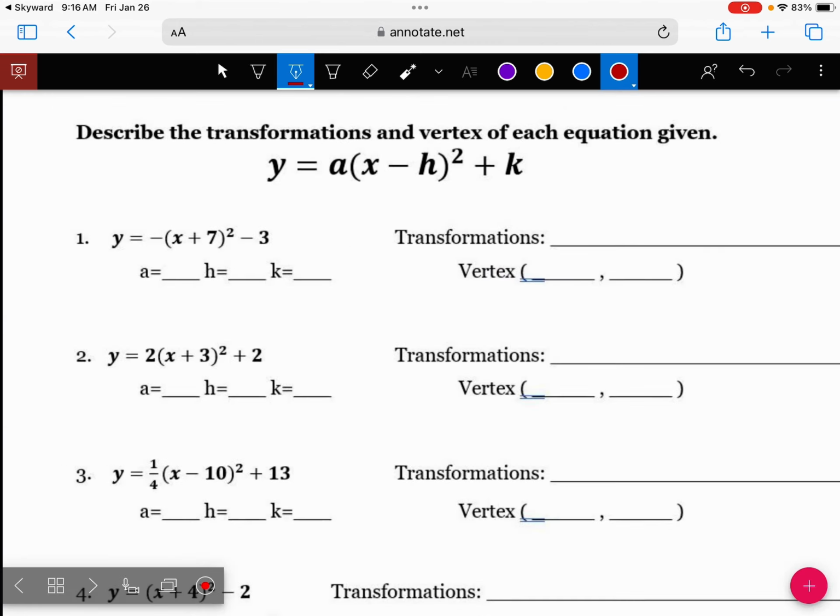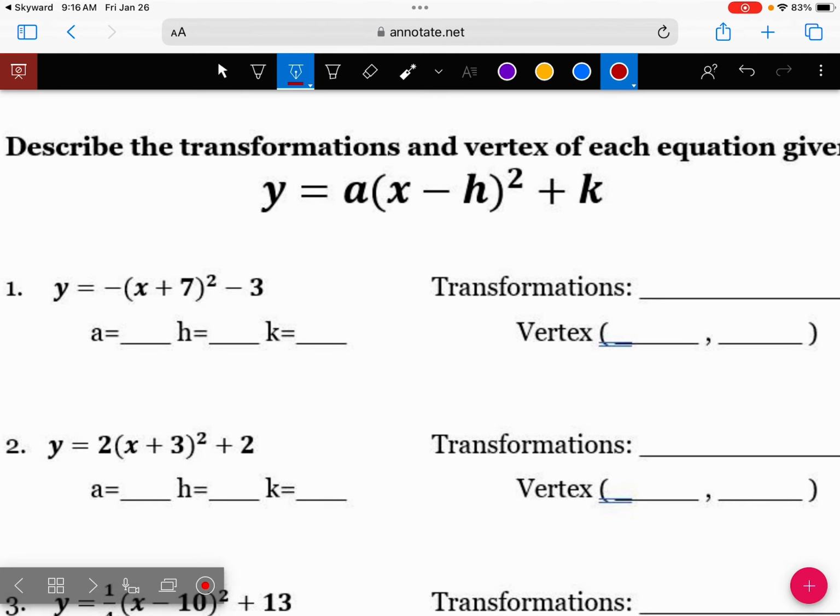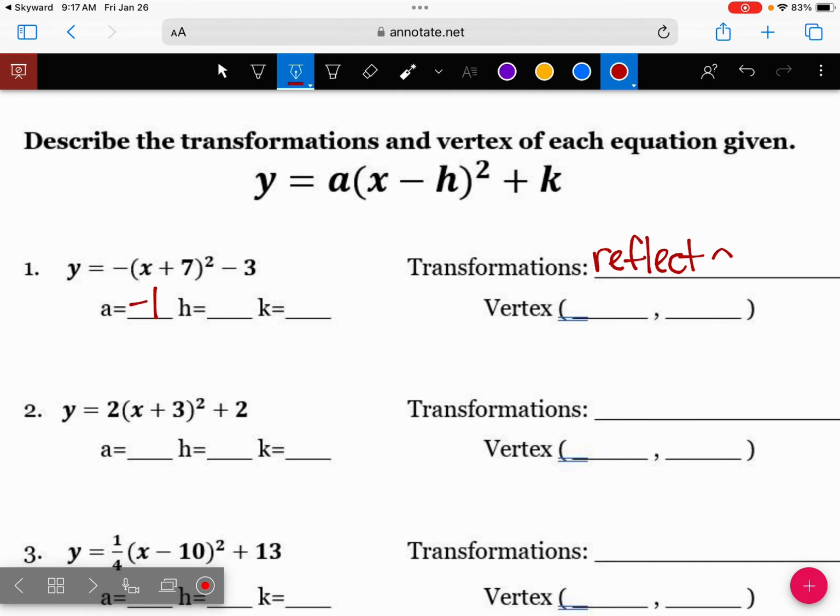All right, so let's look at this one here. A, remember, is always in front. So what do you think this invisible number is right here in front? It's not a 1, it's a -1. So let's put a -1 for A. And what did I say happens to the graph when A is negative? What does it make the graph do? Flip. So we're going to write our transformation: it's going to reflect down, because our A value is negative.